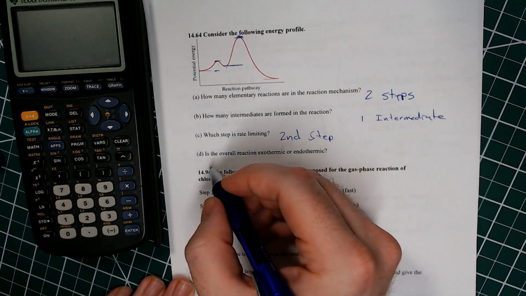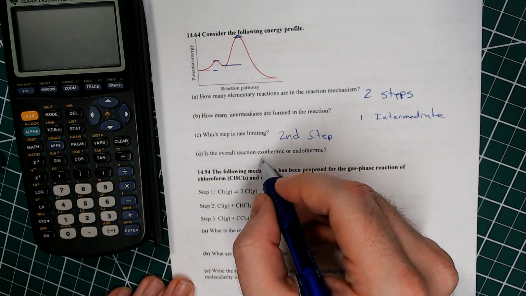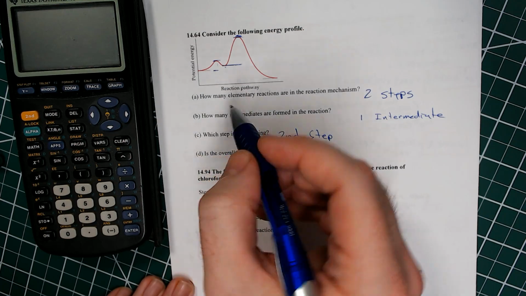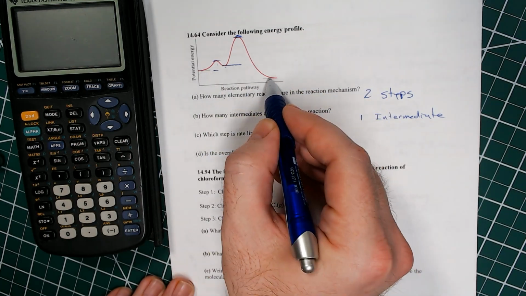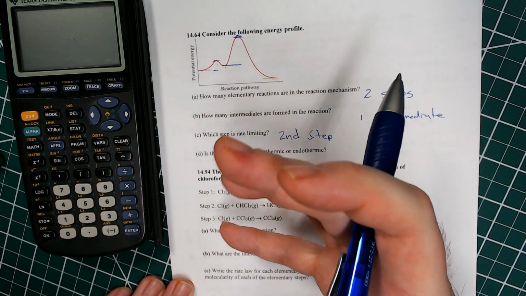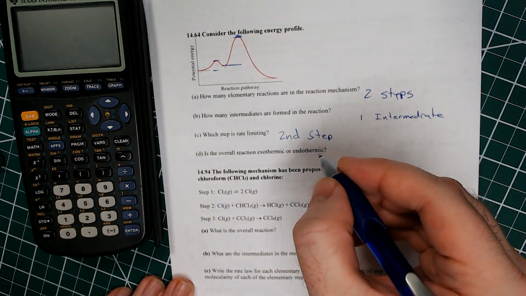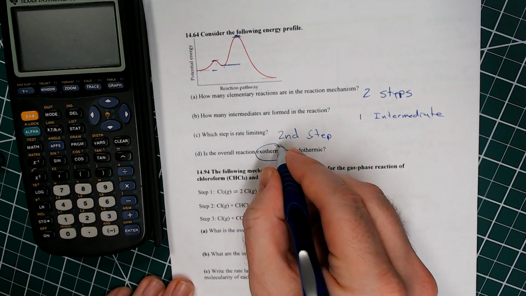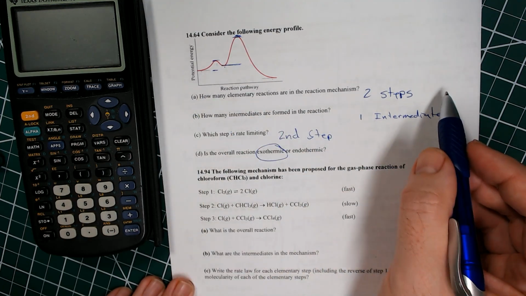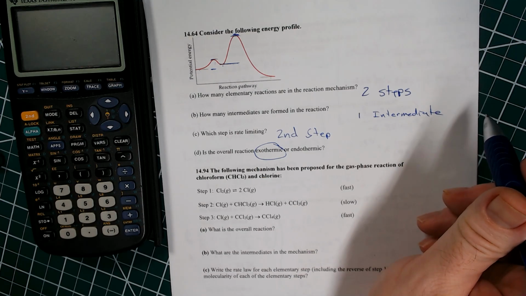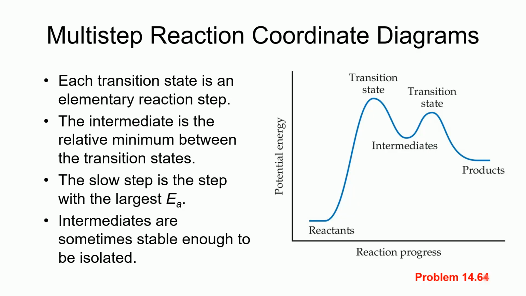And then finally, is the overall reaction exothermic or endothermic? Well, if it's going down, that means the difference between this and this, that energy is released into the surroundings. And so since it's going down, that means it is exothermic. The one that we had on the previous presentation happened to be endothermic because it was going up.